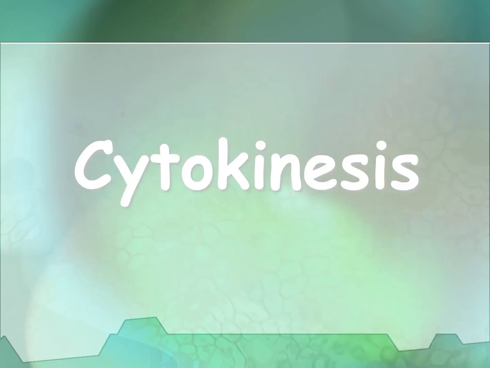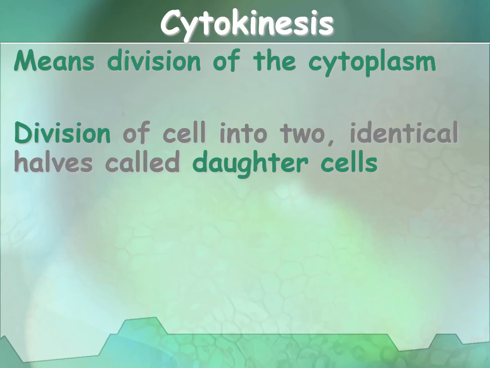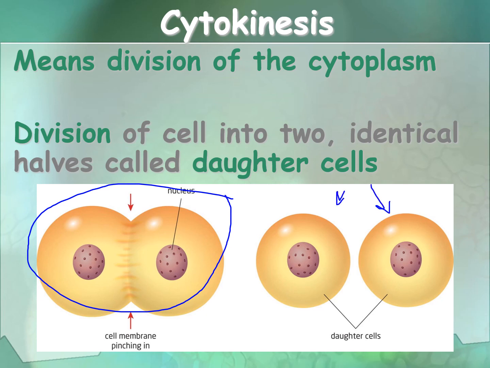Now, cytokinesis is the last stage here. With cytokinesis, we've got a division of the cells. So we kind of still have one here, if you will, at the end of telophase. But by the time cytokinesis is finished, we've now got two cells that are identical to each other. So the division is the cytokinesis step.